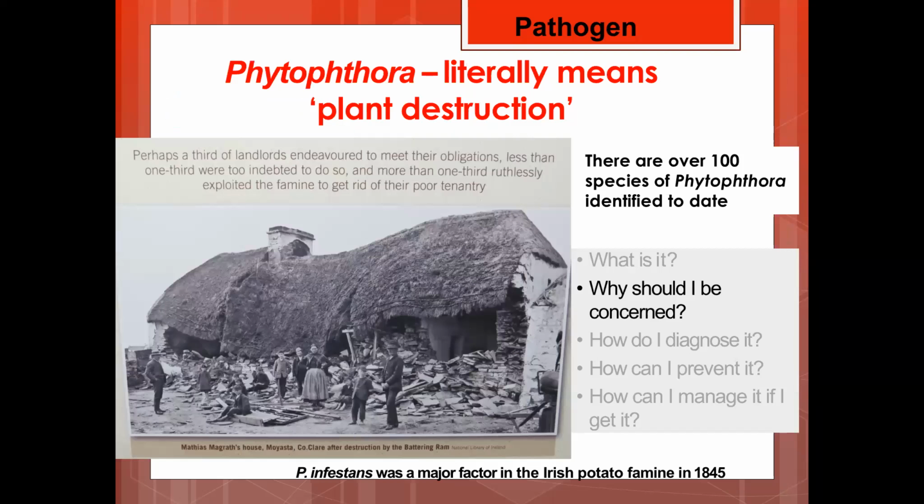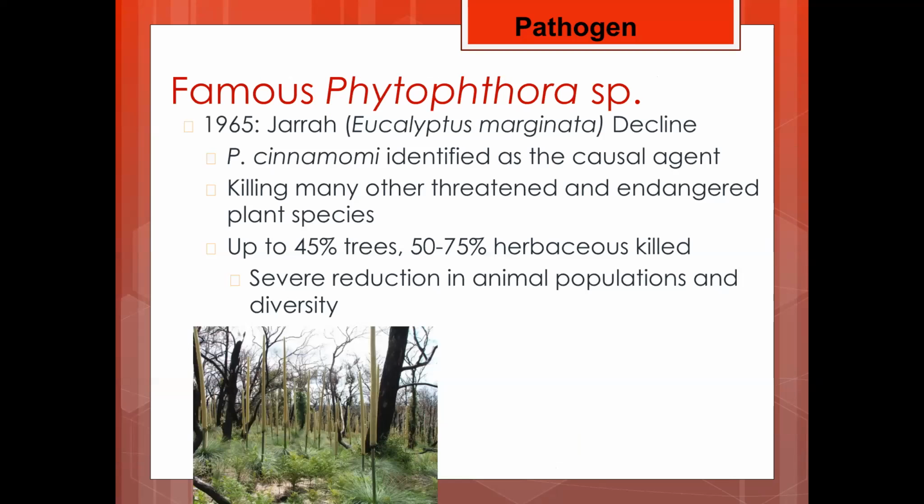Phytophthora, for those not familiar with it, literally means plant destruction, and I think I've shown you the photos there. For those of you of Irish descent, this genus of pathogens had a lot to do with your family's emigration from Ireland to the United States or to Australia. It ended up directly causing the death of 1 million and the emigration of about 8 million other people. So this is a pathogen genus that has a history of tremendous destruction.